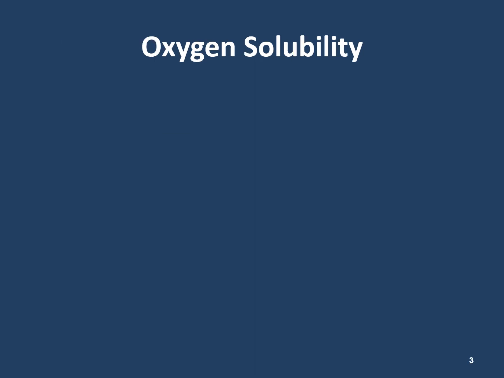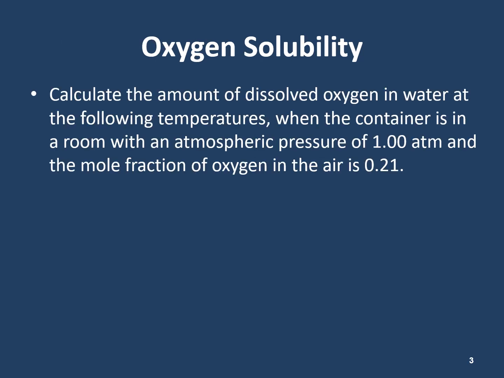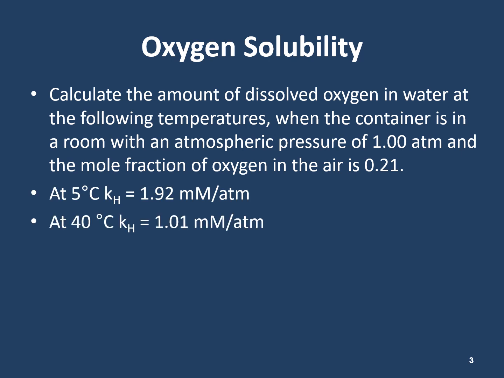All right. So let's say we want to calculate the amount of dissolved oxygen in water at the following temperatures when the container is in a room with an atmospheric pressure of 1 atm and a mole fraction of oxygen in the air being 0.21. We know our Henry's law constant at 5 degrees Celsius and 40 degrees Celsius are these two values. And we have our equation as Sg is equal to Kh times our partial pressure of oxygen in this case. So we can erase these lowercase g's and put O2 because that's the gas we're trying to calculate for.